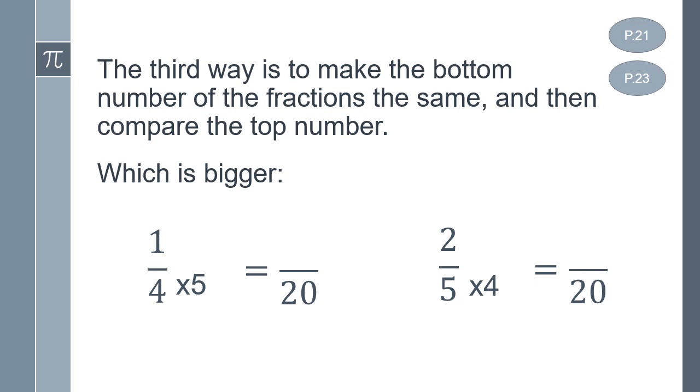Now the rule is, whatever you do to the bottom number of the fraction, you have to do to the top number as well. So on that quarter on the left, we've multiplied 4 by 5, so we have to times 1 by 5 as well. And on the other side, the 2/5, we've multiplied the bottom by 4, so we multiply the top by 4. And so now that gives us the new fractions of 5 over 20 and 8 over 20. So comparing those two fractions, you can see that 8 over 20 is greater than 5 over 20. So 2/5 is greater than 1/4.